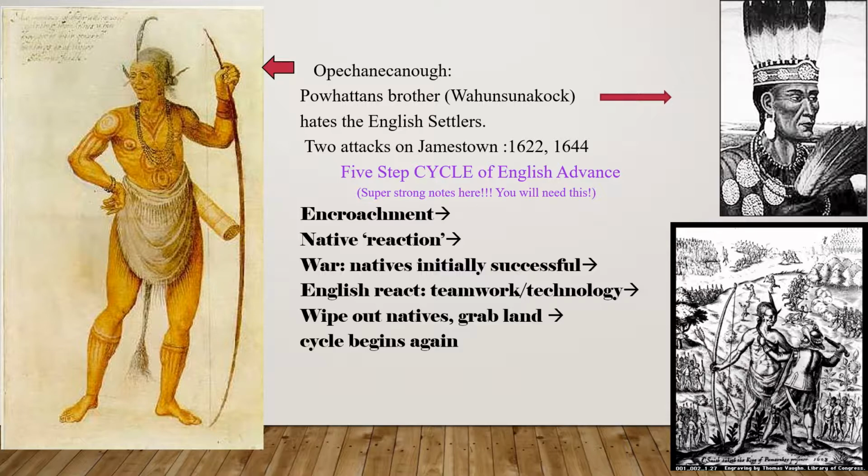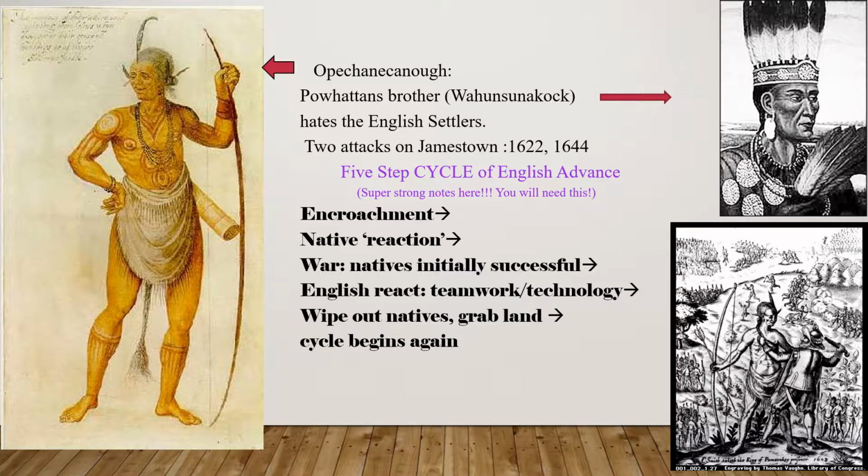So again, I can't overemphasize that. In those early days, the relationship between the Indians and the English was actually quite positive. It was very, very positive, despite what you see in that image in the lower right. Wahun Sunicock, however, is Powhatan's brother. And there's kind of a modern rendition of what he probably looked like back in the day.